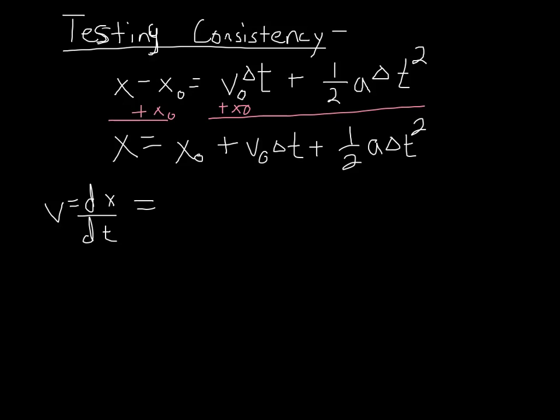Derivative of x with respect to t. So what's the derivative of x0 with respect to t? I see no t's in this variable. There are no t's here. So as far as the derivative is concerned, this is just a constant. This is just a number. The derivative of a number is 0. That goes away.